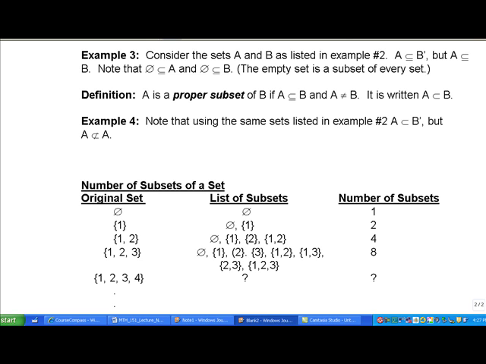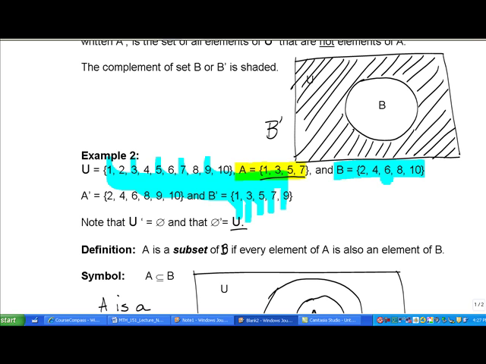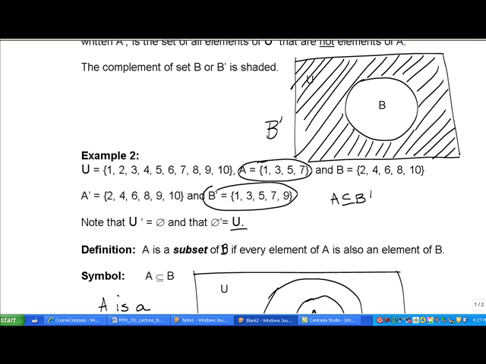It says, consider the sets A and B as listed in example 2. A is a subset of B complement, but A is not a subset of B. Let's look back at these, and let me erase my markings on here. Okay, we're talking about A is a subset of B complement. Let's see if that's true. Alright, here's set A. Is everything in A found in B complement? Let's see, the 1 is, the 3 is, the 5 is, yes. So that certainly is true.